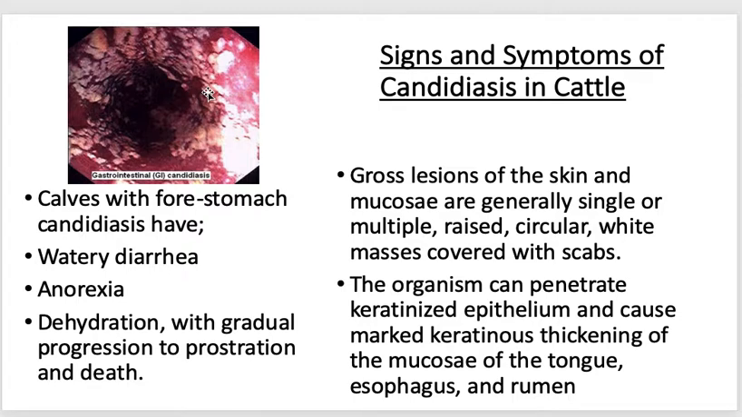The organism can penetrate keratinized epithelium and cause marked keratinous thickening of the mucosa of the tongue, esophagus, and rumen. So sometimes you can see formation of keratinized epithelium, which is hard epithelium. The tongue, esophagus, and rumen can overgrow with a hard epithelium, and that epithelium is a keratinized epithelium, a hardened epithelium over the tongue, esophagus, and rumen.